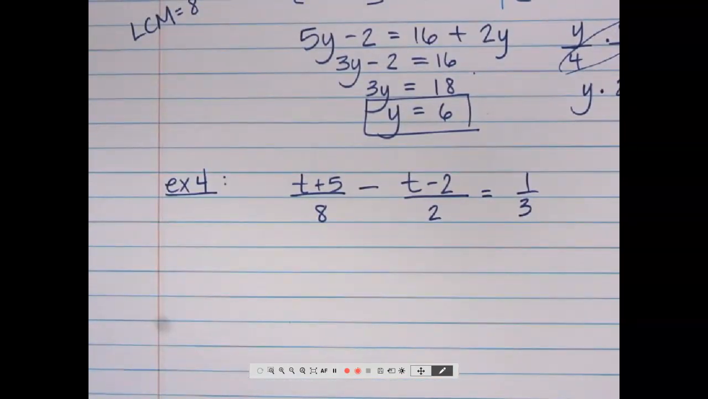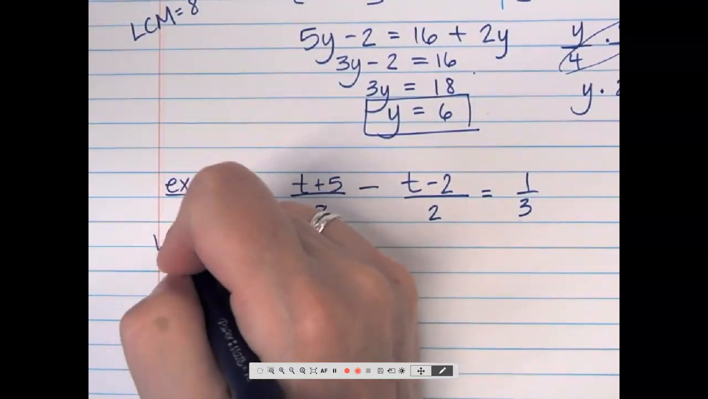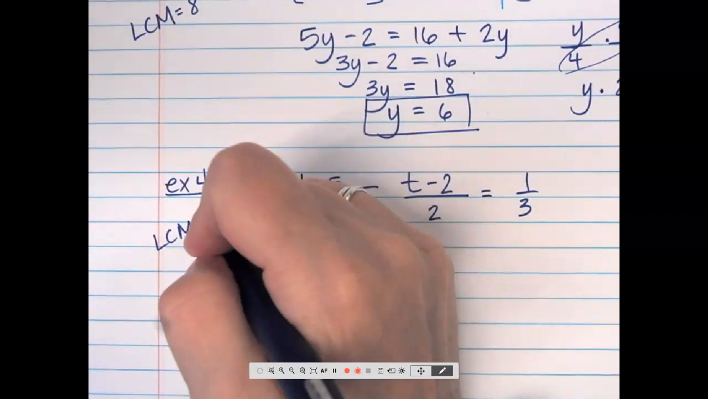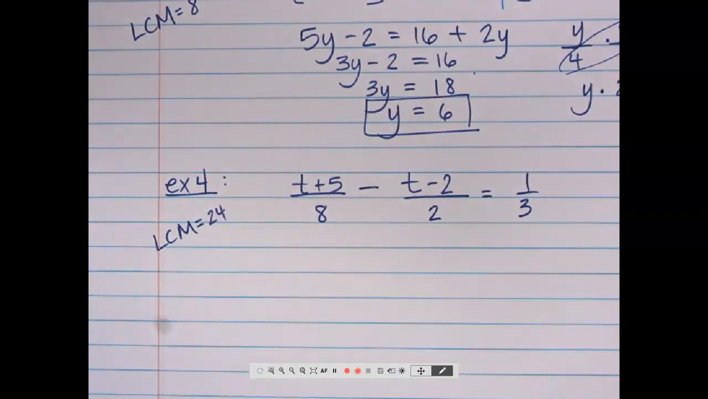Okay, so this one, all 3 terms are fractions. I would really like to get rid of the fractions, so I'm going to multiply by the least common multiple. What is the smallest number that 8, 2, and 3 will divide into? 24. Now, what happens if you don't recognize 24 and you use something bigger? You'll still end up with the same answer in the end. You'll just have a little more reducing to do.